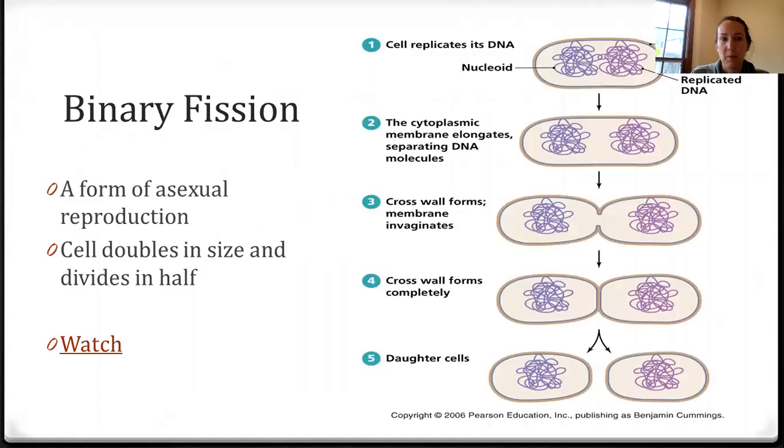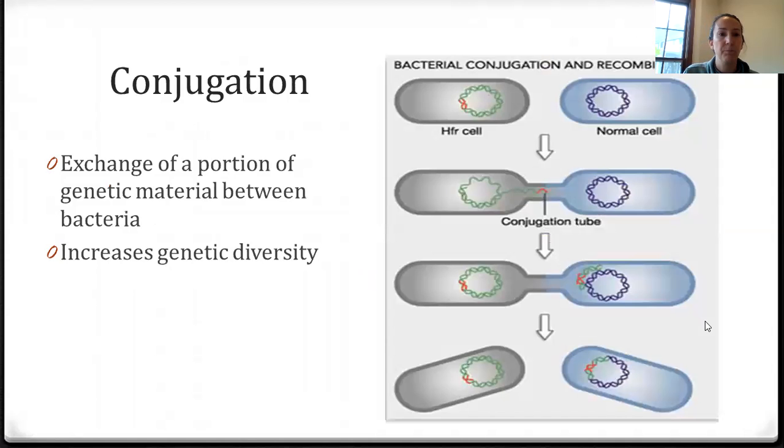Okay, binary fission is a form of asexual reproduction. That is when your cell doubles in size and divides in half. So you can see right here, we have a cell that's replicated, it's elongating, and then it separates. You get 2 daughter cells. Conjugation is when you have the exchange of a portion of genetic material between bacteria. It increases genetic diversity. So it's like crossing over in sexual reproduction, except they're doing this asexually.